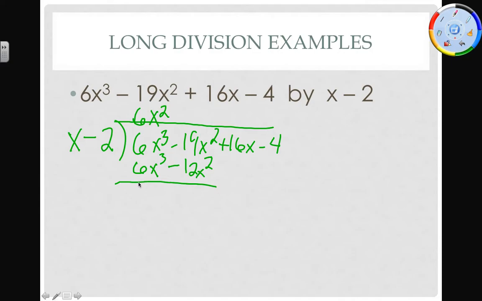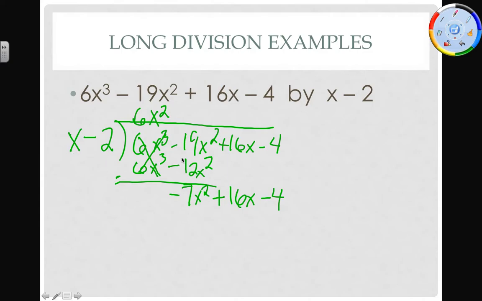And again, just as before, I'm going to do a simple subtraction. Well, my 6x cubes go away. And negative 19x squared minus 12x squared, minus a negative 12x squared, is actually going to be a negative 7x squared, plus 16x minus 4. And then I'm just going to continue this process.